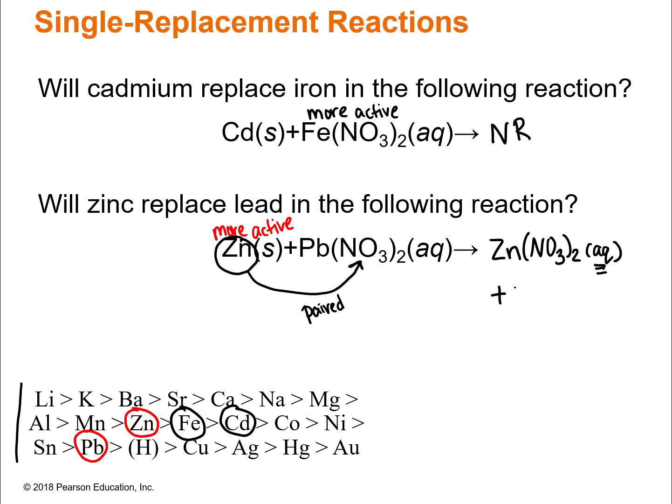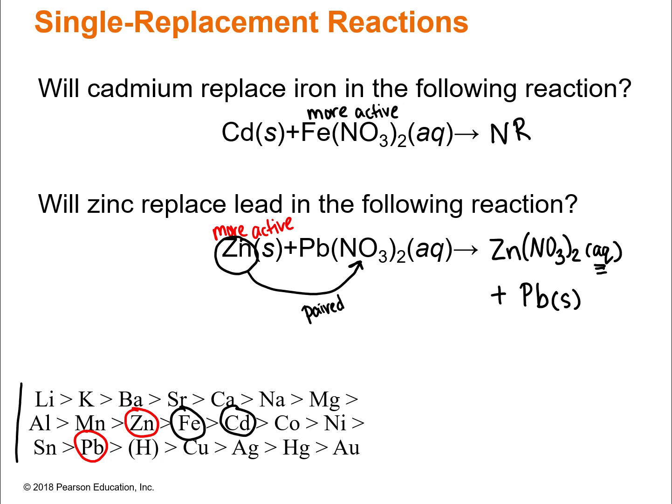What's our other product? The other product is the lead, and that's going to be solid because it falls out of solution.